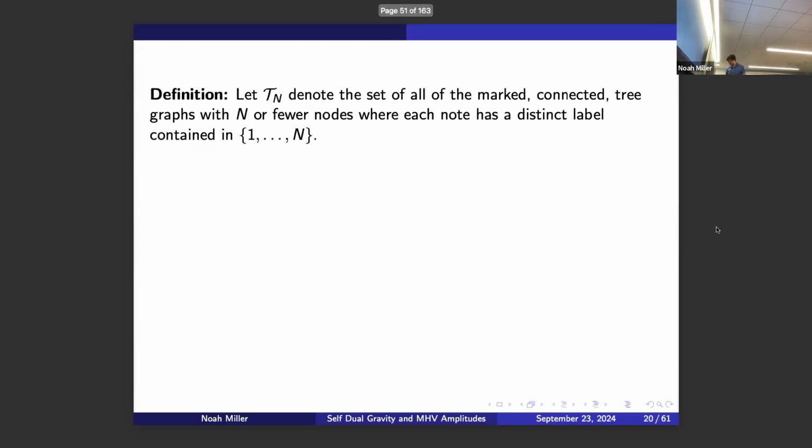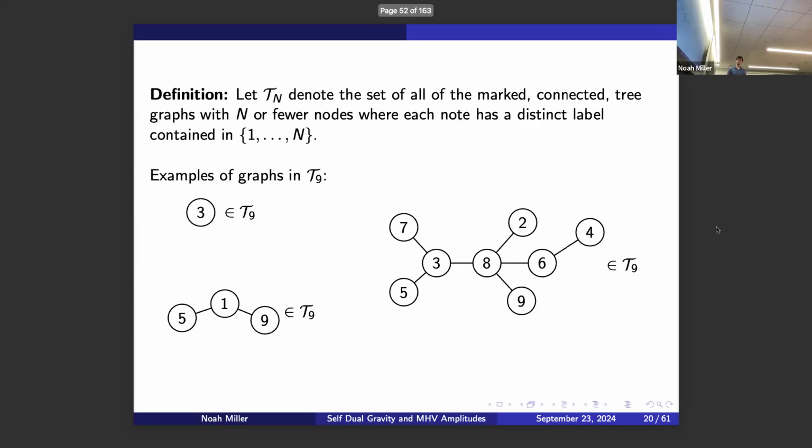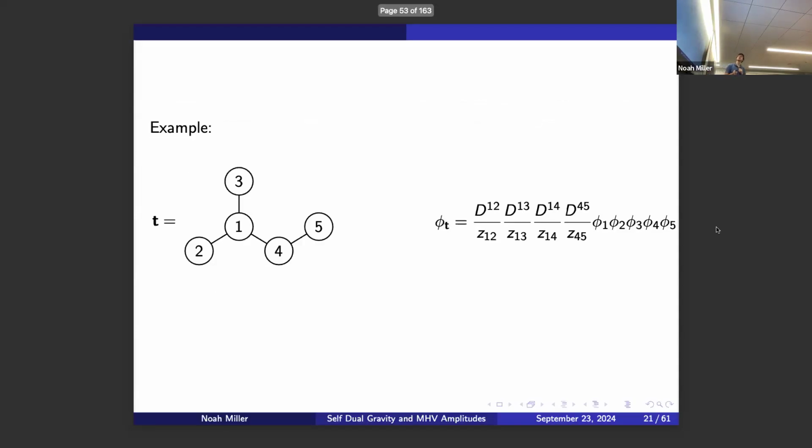Now I'm going to say how to express the most general thing with n seed functions. Let mathcal T_n denote the set of all marked connected tree graphs with n or fewer nodes. Each node has a distinct label contained in 1 through n. Examples of graphs in T_9, where n equals 9, are these things. This is just a seed function. Here's another graph that could be in T_9, and here's a bigger graph. So it's all the connected tree graphs.